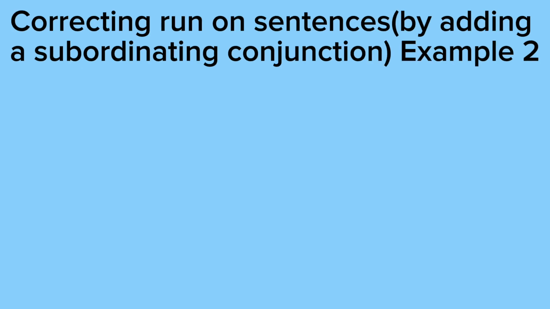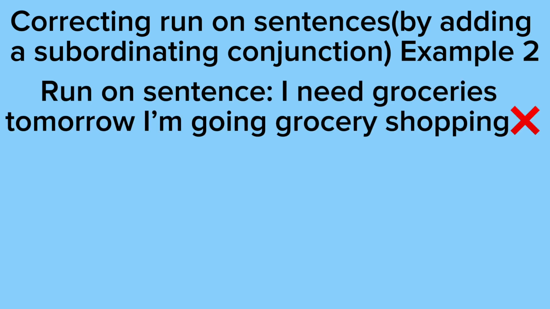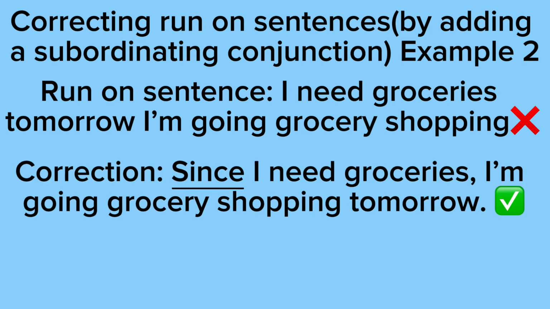So here's our second example of correcting a run-on sentence with a subordinating conjunction. Our run-on sentence says, "I need groceries tomorrow, I'm going grocery shopping." As you can see, there's no punctuation, no comma, no nothing. So the correct way of saying this would be, "Since I need groceries, I'm going grocery shopping tomorrow." As you can see, "since" is the subordinating conjunction that we added.